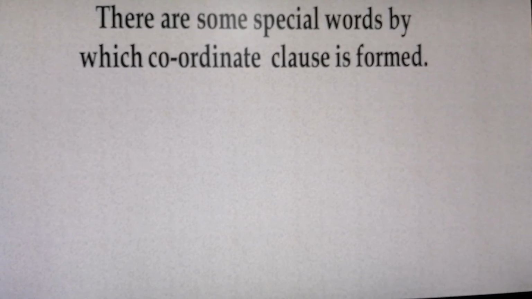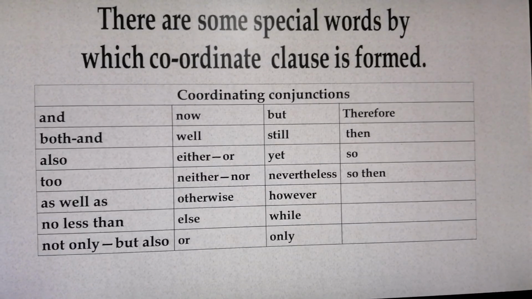There are some special words by which a coordinate clause is formed. Students, you can learn this by heart. Coordinating conjunctions. When principal clauses are connected with these conjunctions, follow the chart. I am repeating again. When two or more principal clauses are connected with these coordinating conjunctions, then those clauses are called coordinate clauses. Look at the chart.